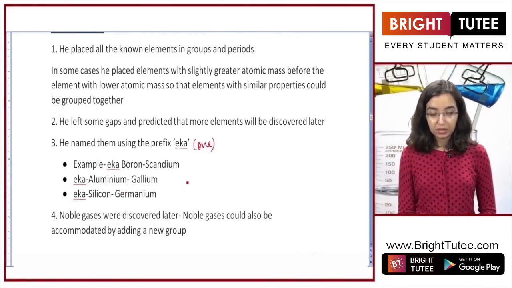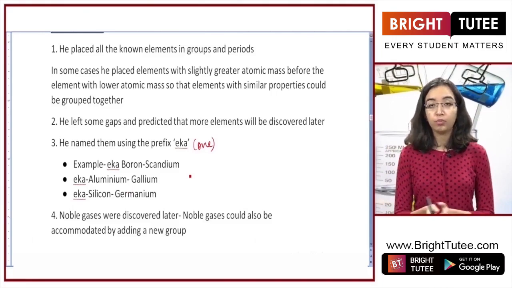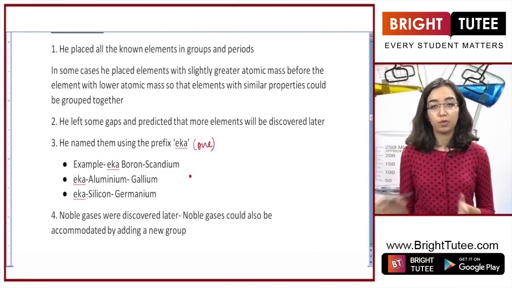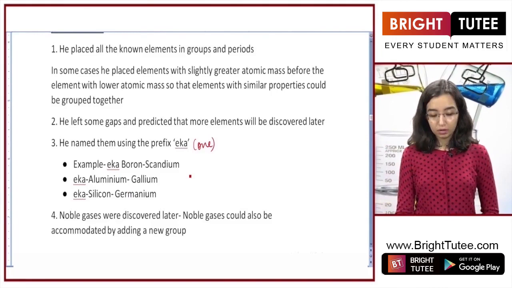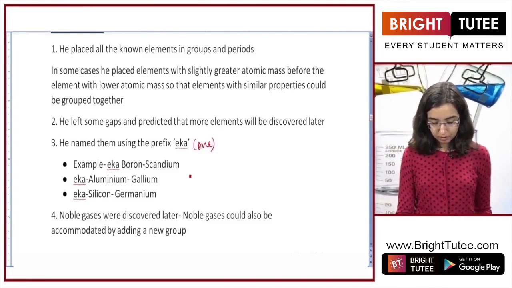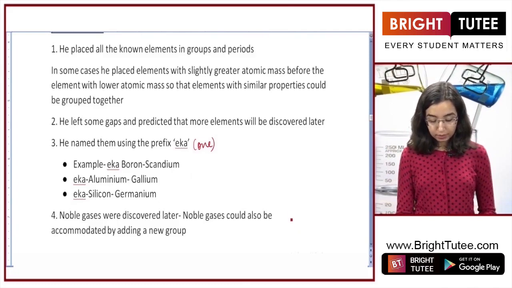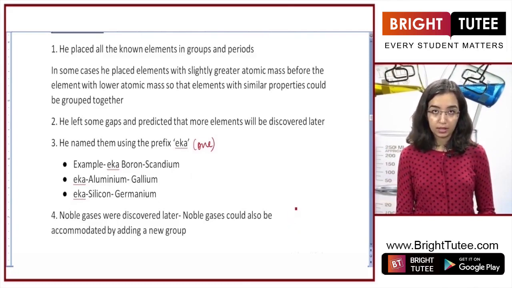And later on, in fact, we did discover these elements and we were able to put them in the classification without disrupting the structure. So that was one of the great achievements of this classification. Another important fact was that noble gases were not discovered up until this point.